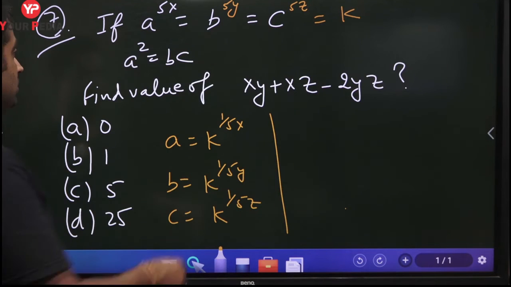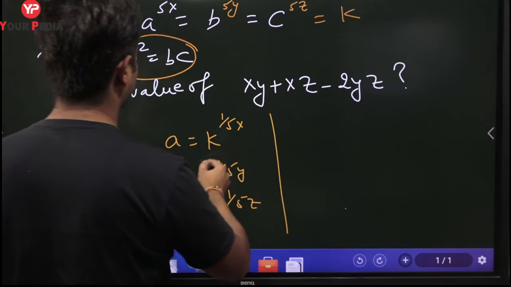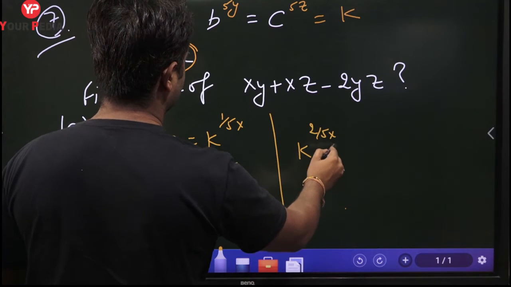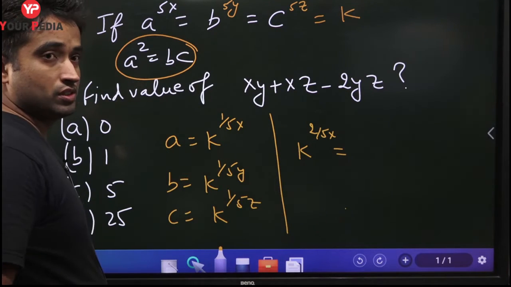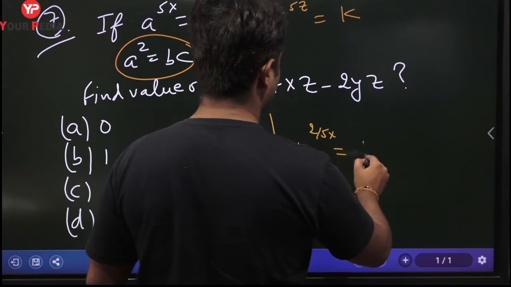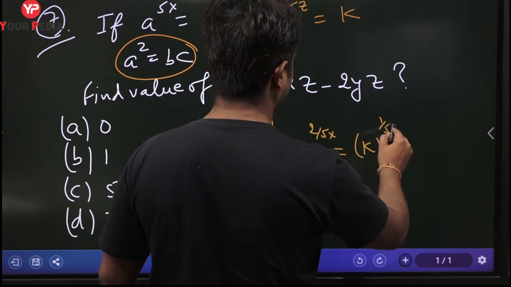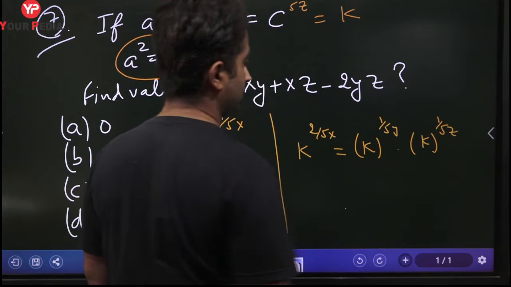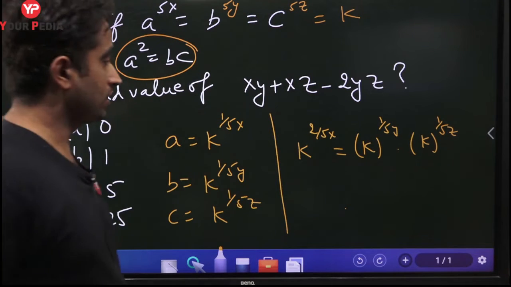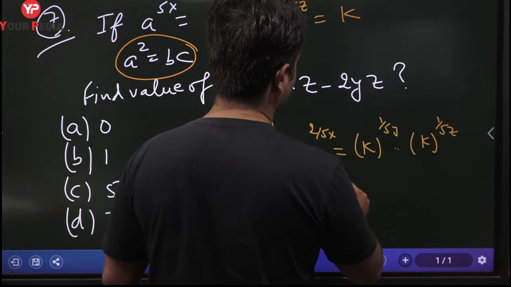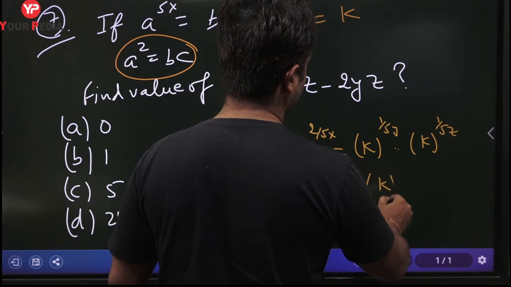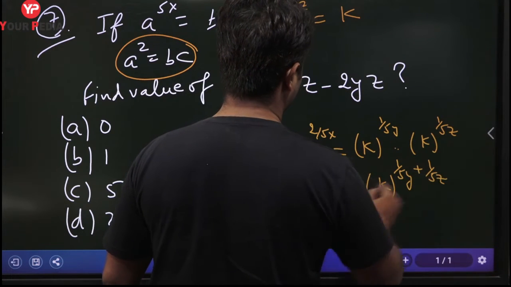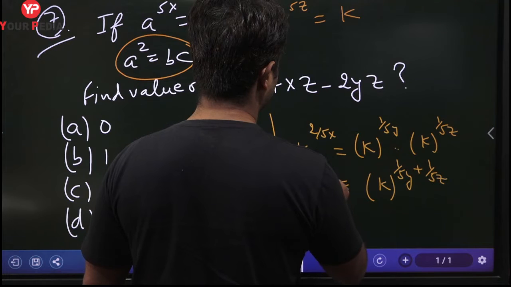Okay, now put the value here, a square, so that will be k raised to power 2 by 5x is equal to bc, so b and c, k raised to power 1 by 5y into k raised to power 1 by 5z. You are having the same base now, and in between you are having the multiplication sign, so that is k raised to power 1 by 5y plus 1 by 5z is equal to k raised to power 2 by 5x.